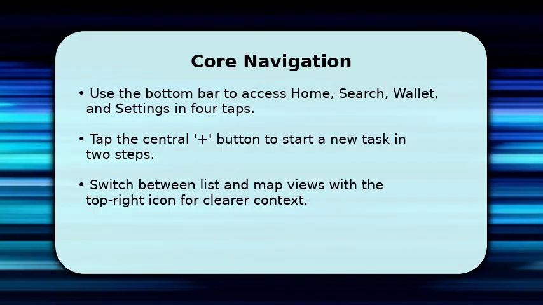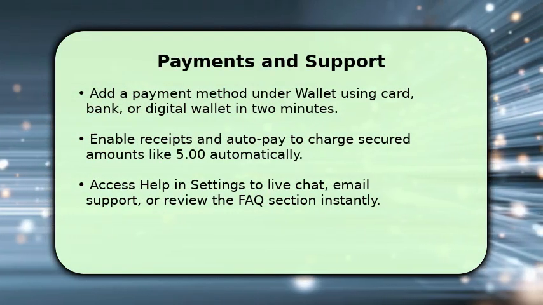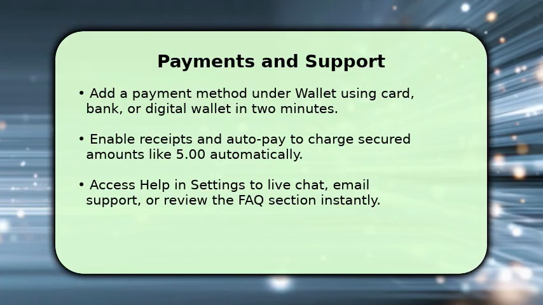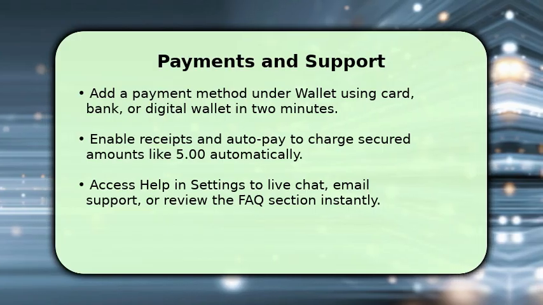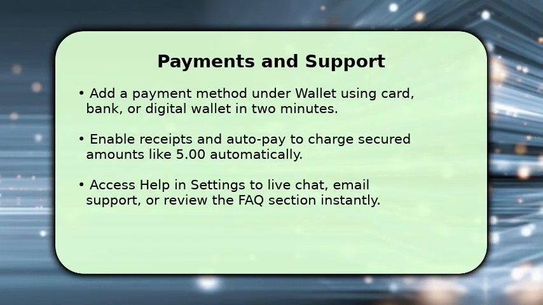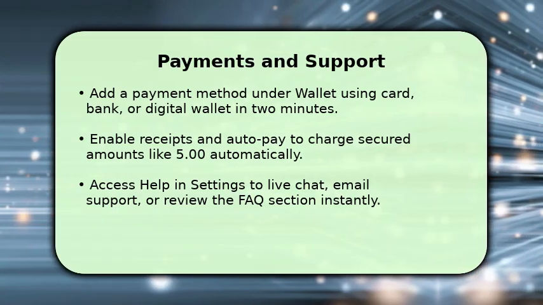Add a payment method under Wallet using card, bank transfer, or a digital wallet in about 2 minutes. Enter card details carefully and tap Save to authorize a verification hold that refunds automatically. Enable receipts and autopay to charge secured amounts like $500 automatically for recurring services you accept.